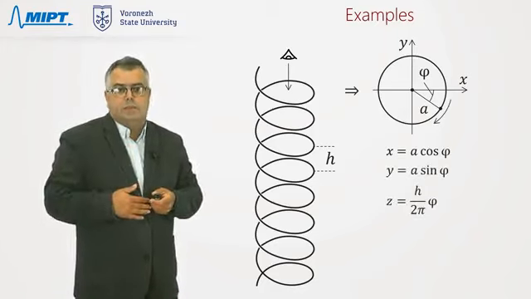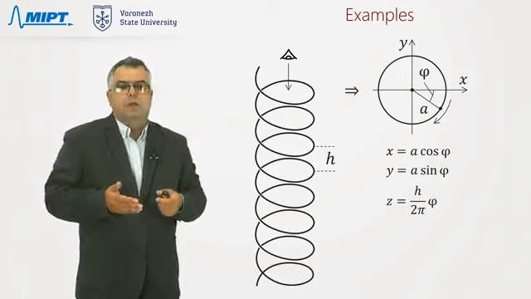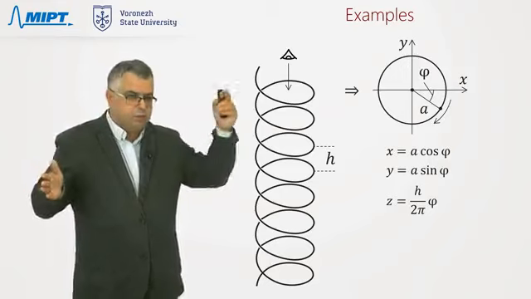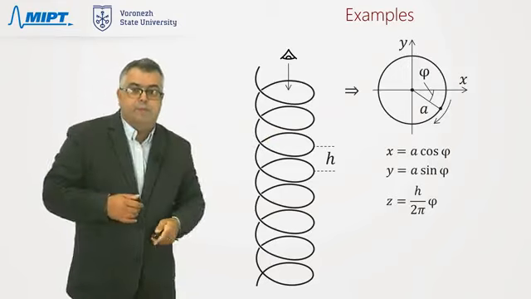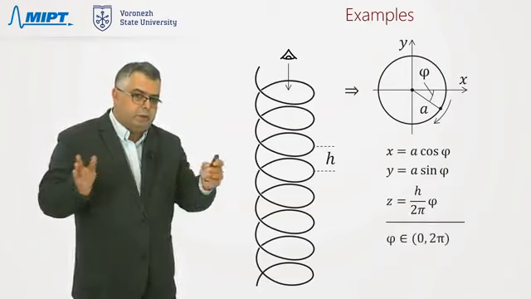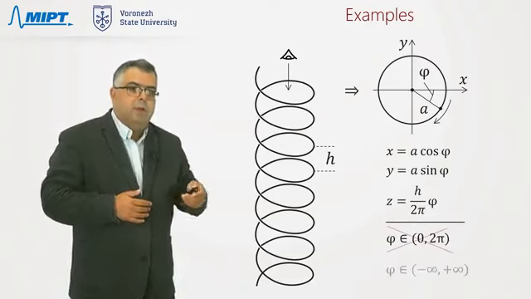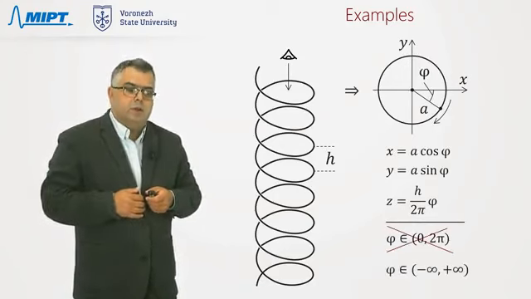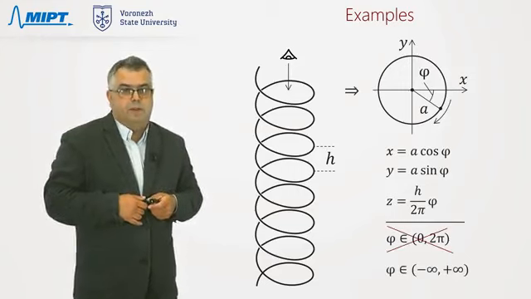h is the step, and 2 pi is a full circle. So if we change phi from 0 to 2 pi, we make a step equal to h. But here we have a note: phi usually changes from 0 to 2 pi, but in that example, we extended the range of phi from minus infinity to plus infinity.